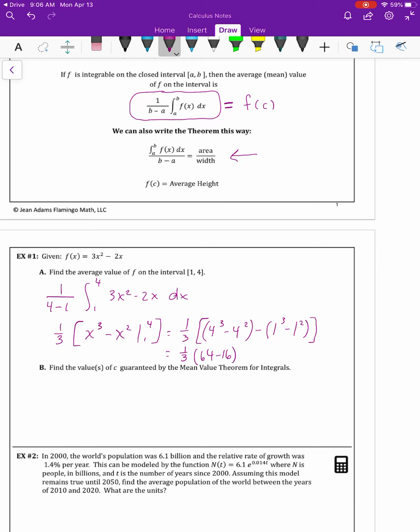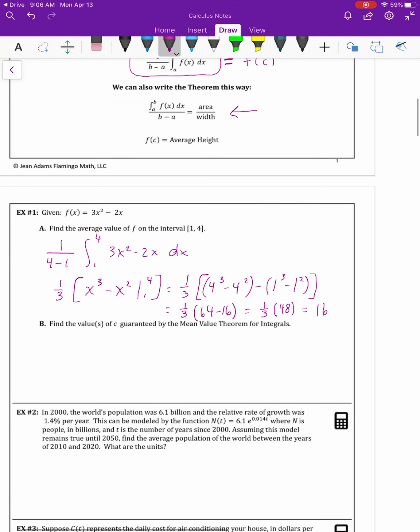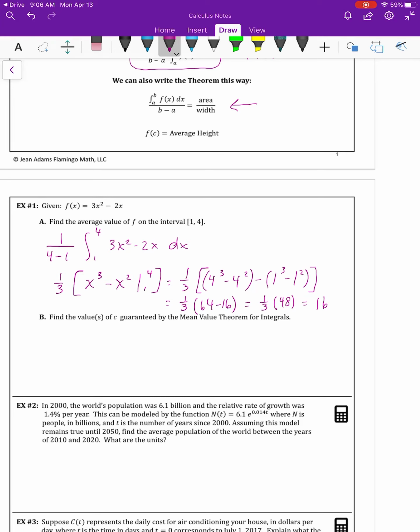So 1/3 times 64 minus 16. Of course, that'd just be minus 0, so I'm not going to worry about that. 1/3 times 48. 48 divided by 3 is 16. So what they're saying is that the average y value of this function between 1 and 4 is 16.